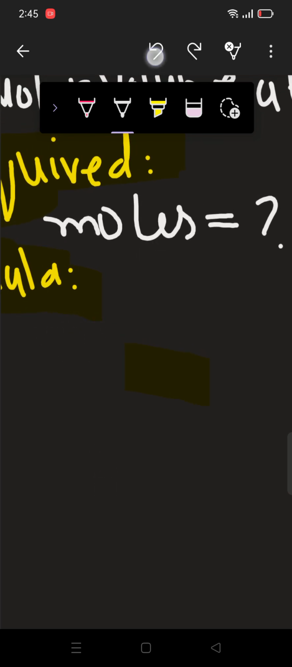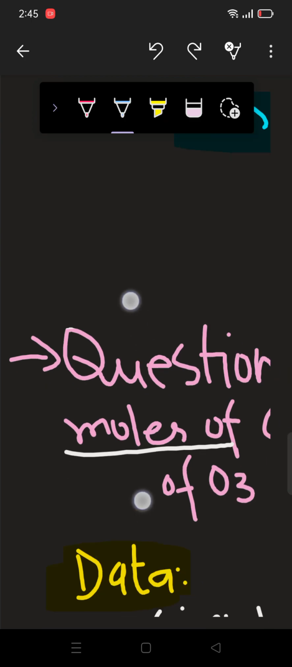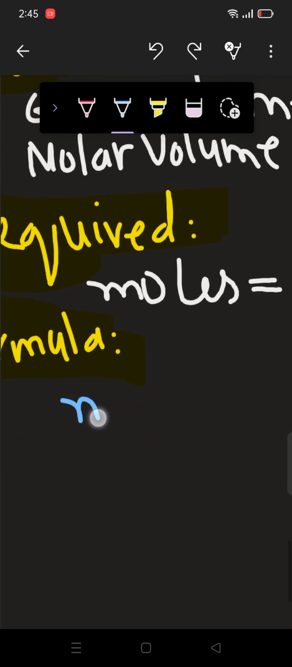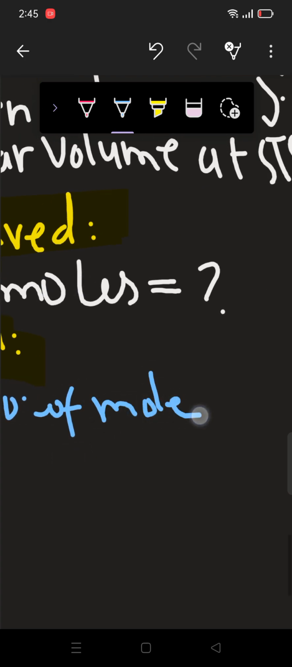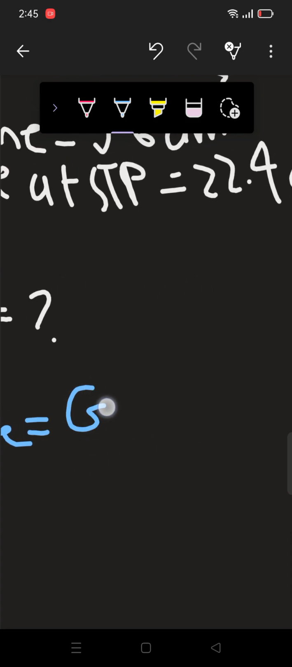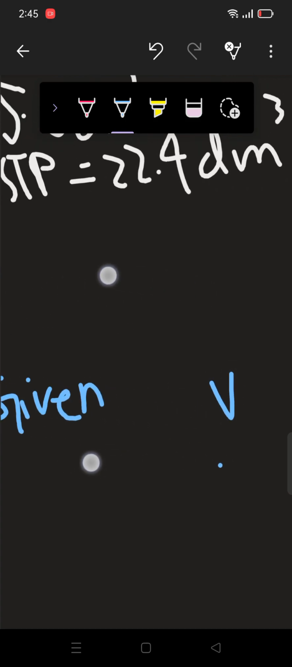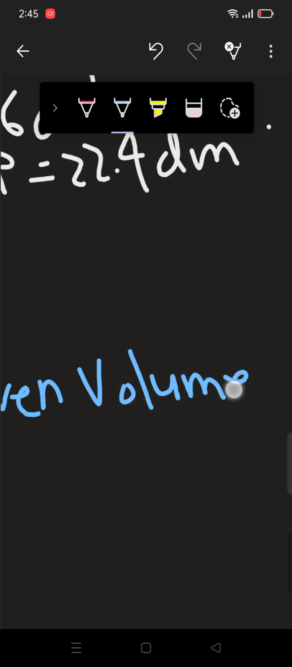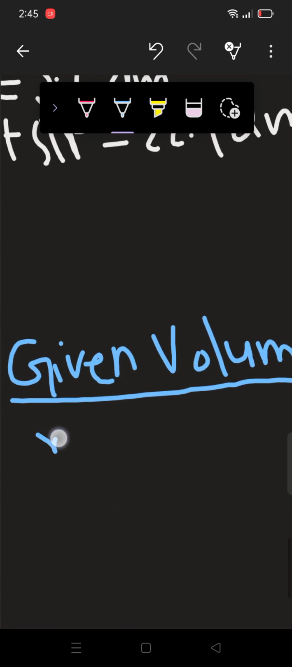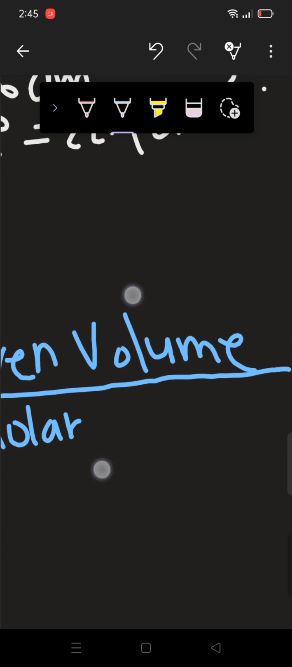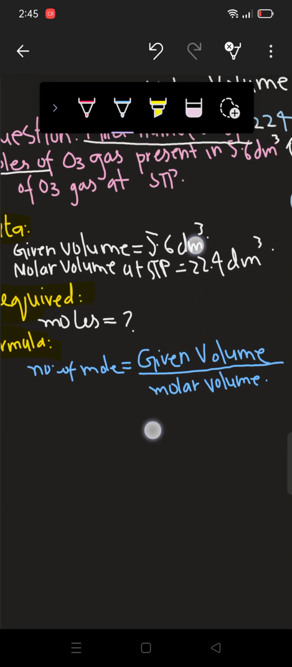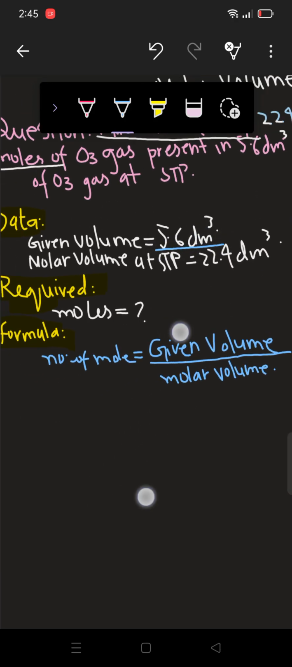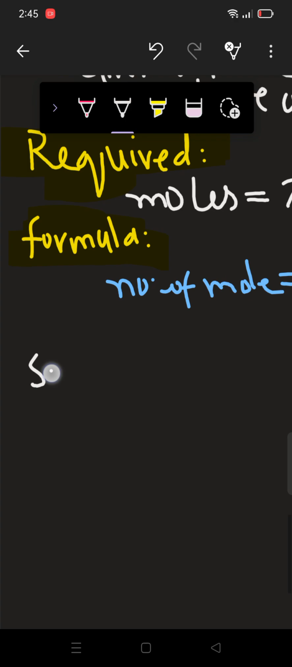Wait, let me write that with this color. So number of moles is equal to, what was the formula? Given volume per molar volume. Given volume per molar volume. Alright, given volume per molar volume. What is the given volume we have here? That is 5.6 dm cube, right? So now the fourth step is to write the solution. So what is the solution?